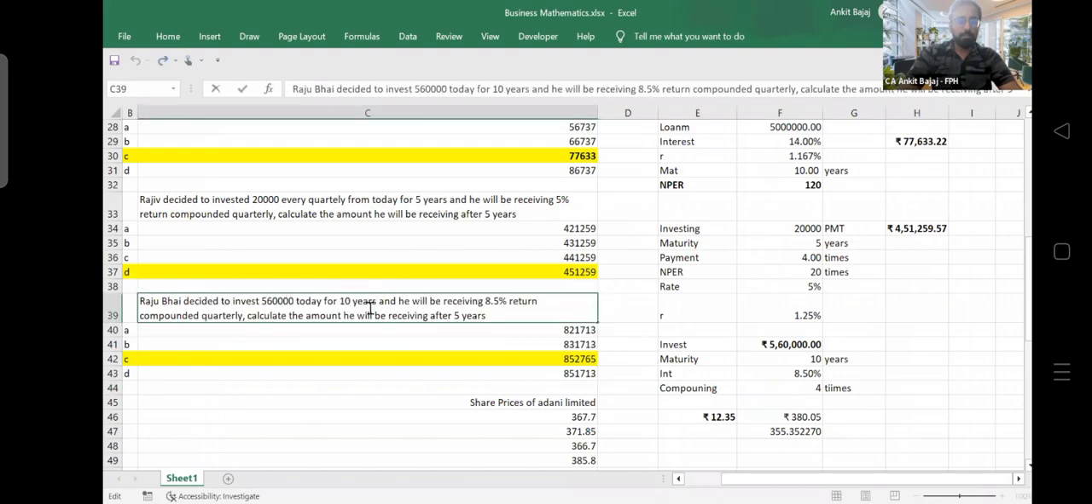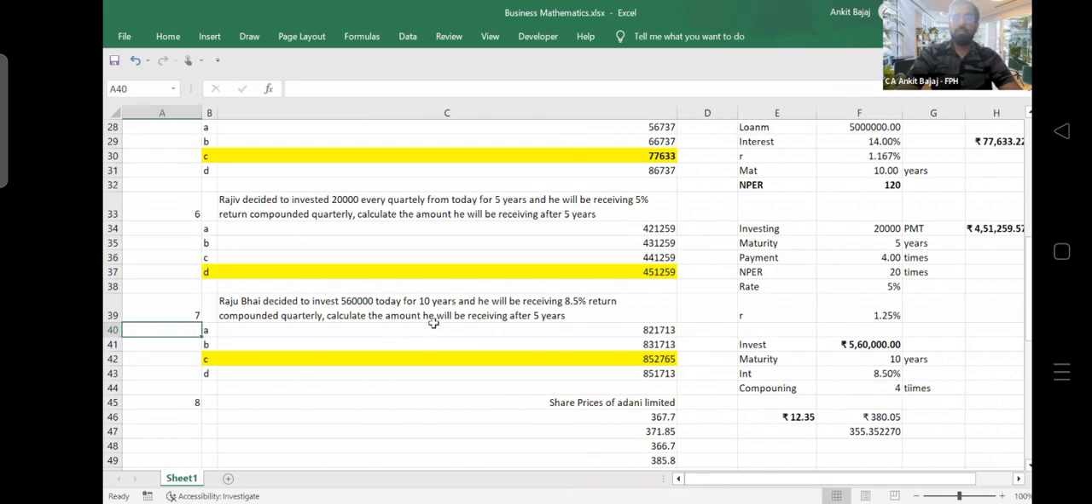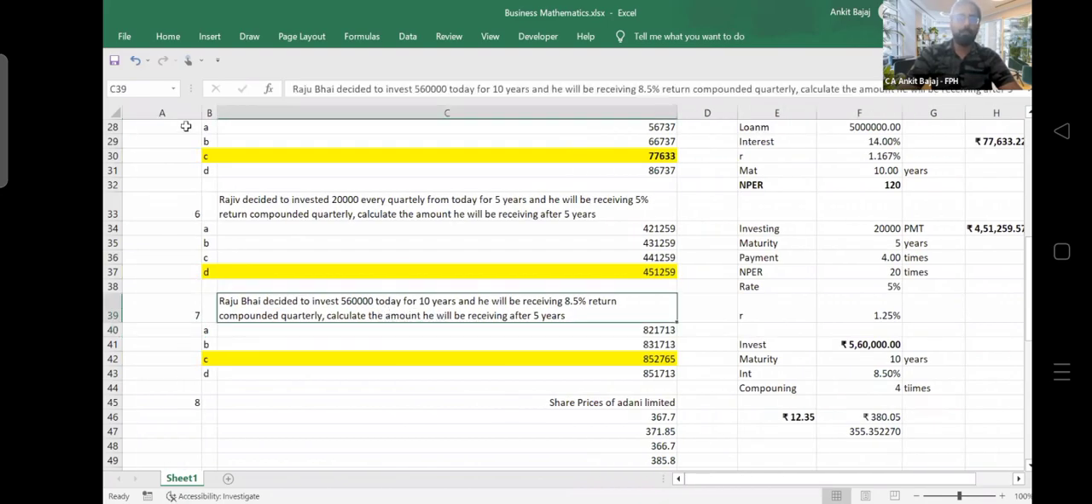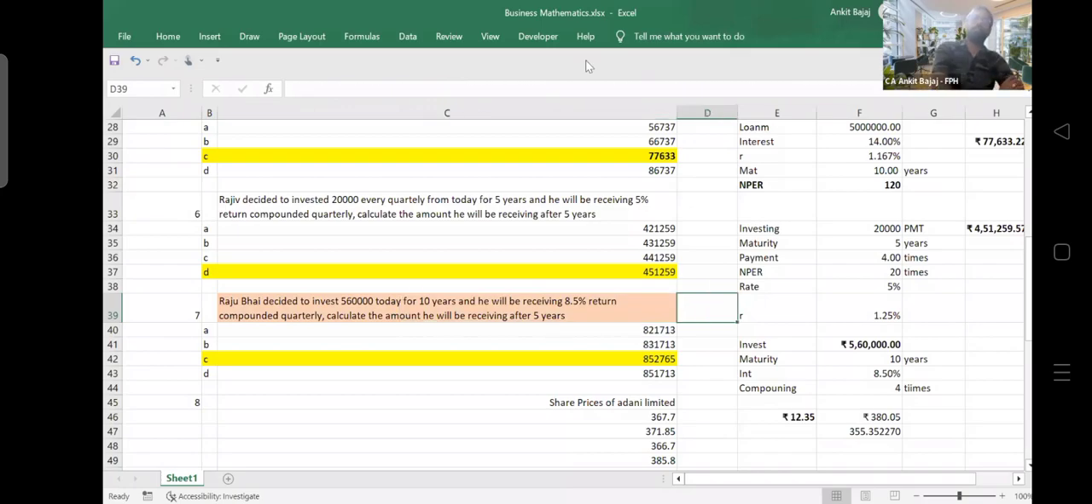Manu decided to receive for 10 years and he will be receiving 8.5% quarterly. There is a problem in the question. Here maturity should be 5 years. So I will recorrect this question.